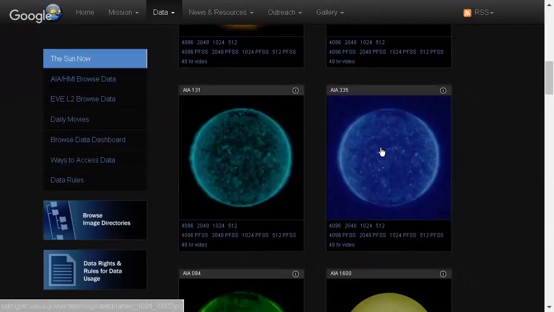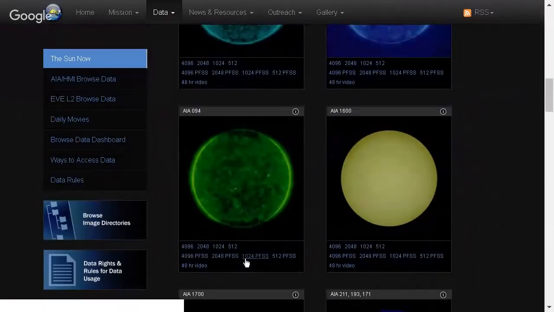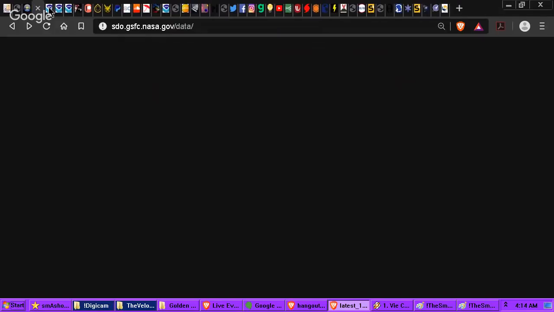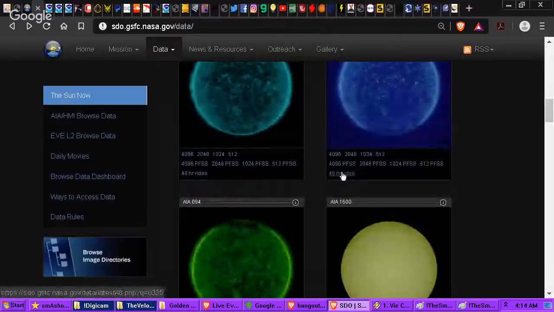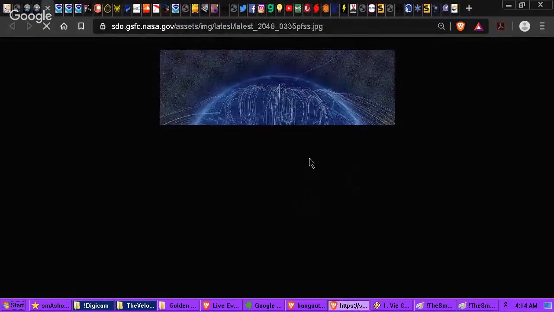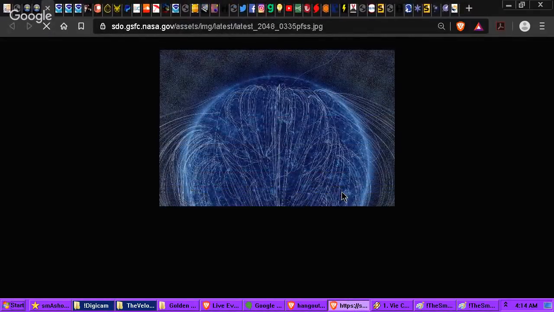And let's move on to more stuff. Might as well look at the magnetic lines while we're here. Here are the magnetic lines. Not really. Having some issues with the SDO images there. Let's look at, I think this one works. There we go. 335 angstroms view.